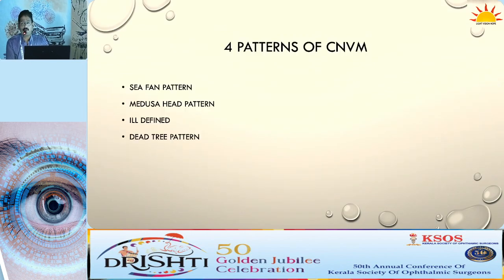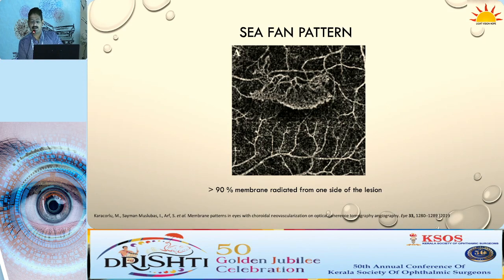There are 4 patterns of CNVM. One, the C-fan pattern. Second, the Medusa head appearance. Third is the ill-defined pattern, and the fourth is the dead tree pattern. The C-fan pattern is when 90% of the membrane appears from one side of the lesion. You can see the multiple capillaries and anastomosis on one side of the major vessel.